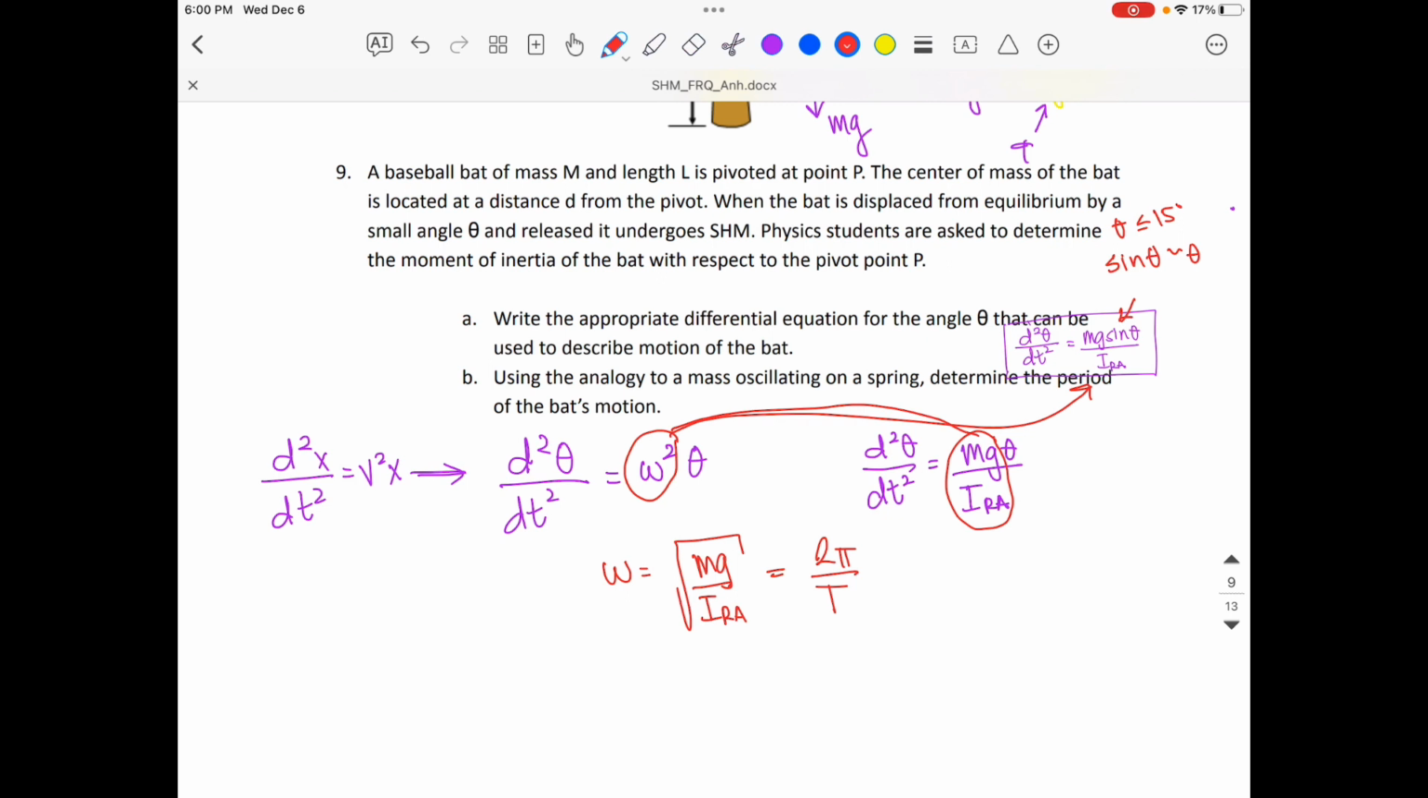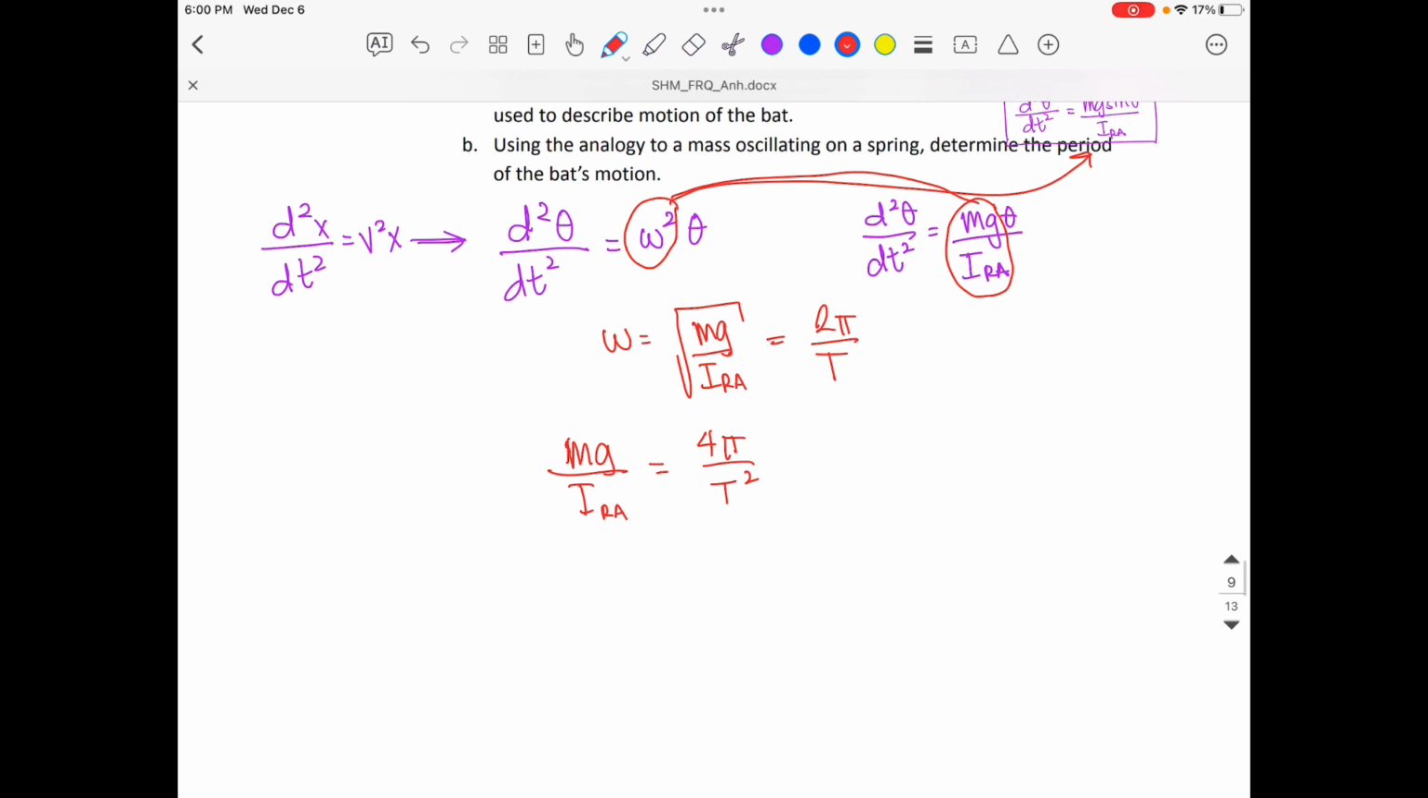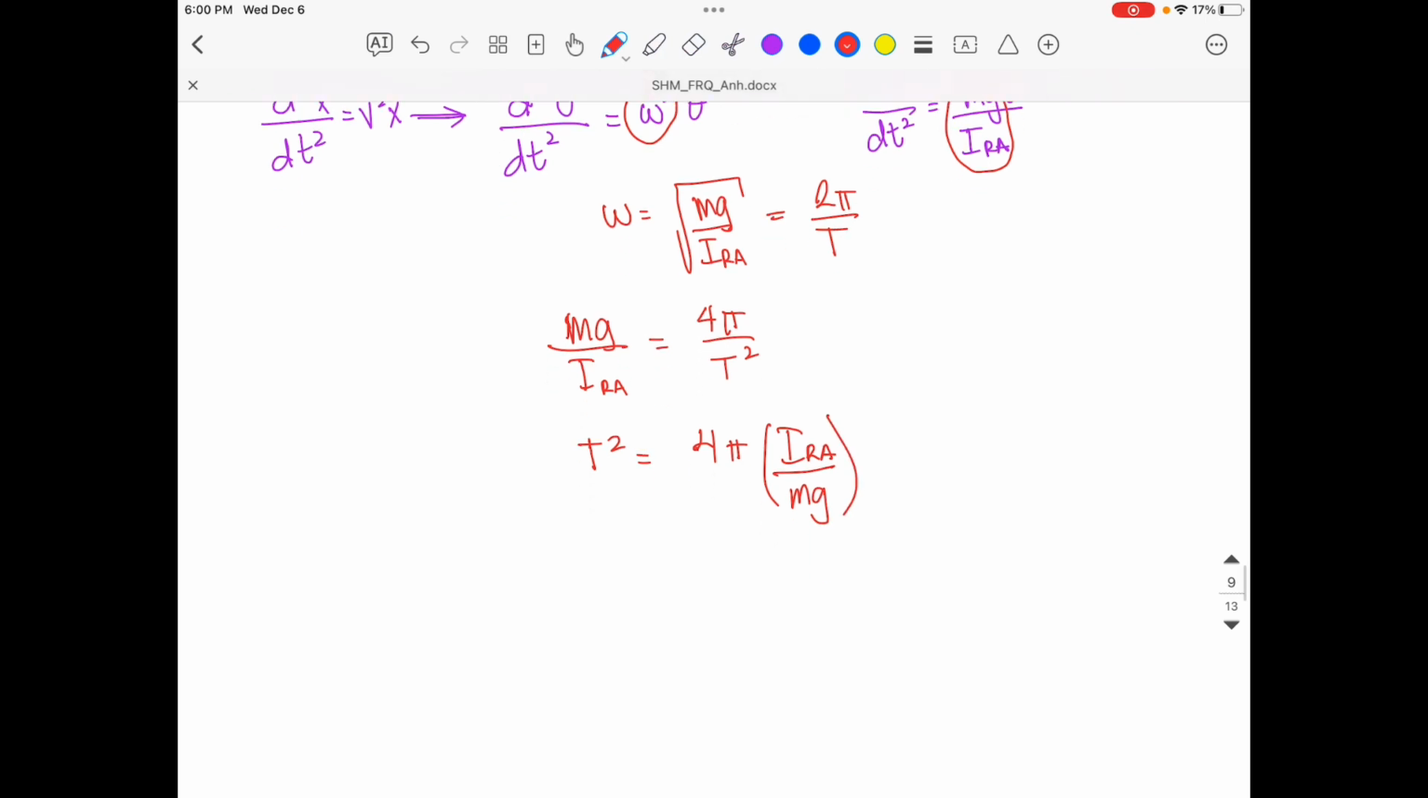So what I'm going to do first is I'm going to square both sides. So I end up with mg over inertia is equal to 4 pi over t squared. I'm going to bring the t to the other side and then multiply by the reciprocal. And then take the square root.